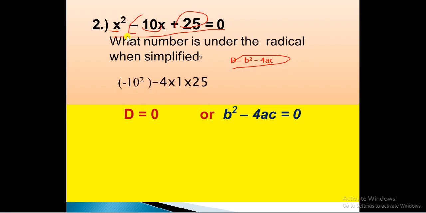So let us put that now. Minus 10 square minus 4 into 1 into 25. So what will you get? Calculate fast now. Yes, minus 10 square is 100, 4 into 25 is 100. So 100 minus 100, what will you get here? 0. So what you saw here, D is 0. In this case, the value of discriminant is 0.